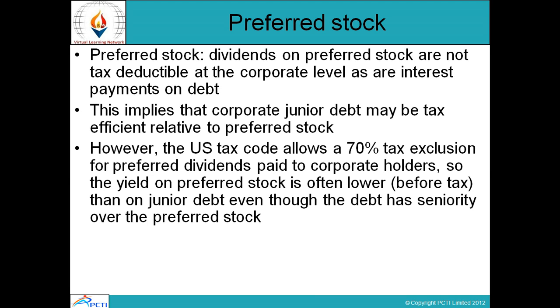Preferred stock. Dividends on preferred stock are not tax deductible at the corporate level, as interest payments on debt are. This implies that corporate junior debt may be tax efficient relative to preferred stock. However, the US tax code allows a 70% tax exclusion for preferred dividends paid to corporate holders. So the yield on preferred stock is often lower before tax than on junior debt, even though the debt has seniority over the preferred stock.